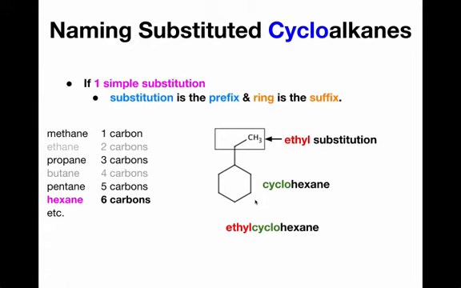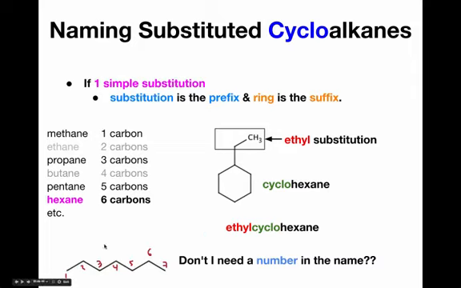Now, you may be asking the question, which is a perfectly valid question to ask, don't I need a number in this name? Don't I need to say what carbon my ethyl is attached to? And when it's a single simple substitution like this, you don't. The reason that we need numbers when we were talking about molecules like this one over here is because you need to give a number to show where your substitution is relative to an end of the chain. So if your substitution is over here, you basically say, look, I'm at position number 2 relative to the left side of the chain.